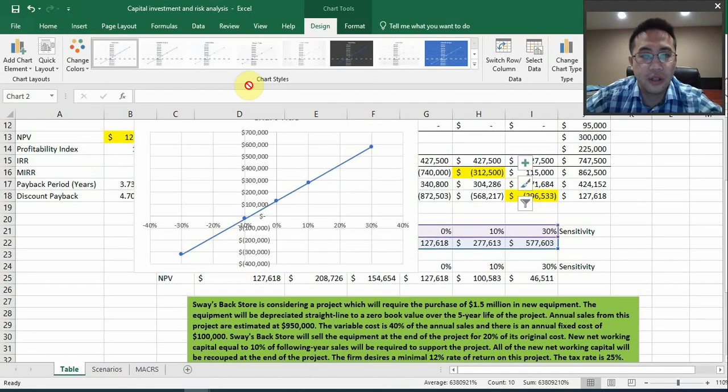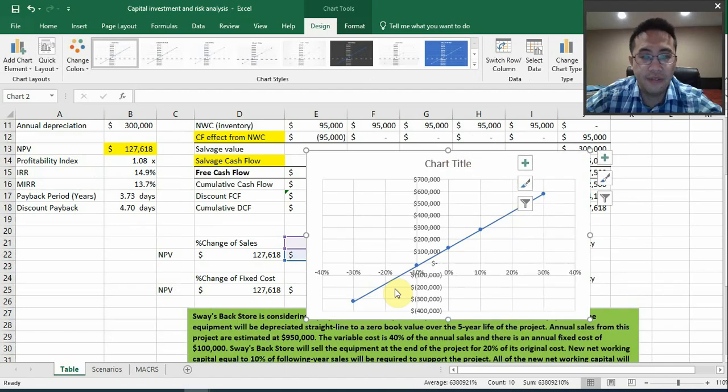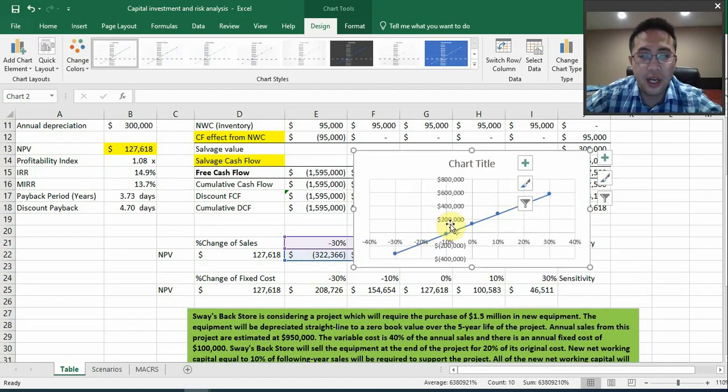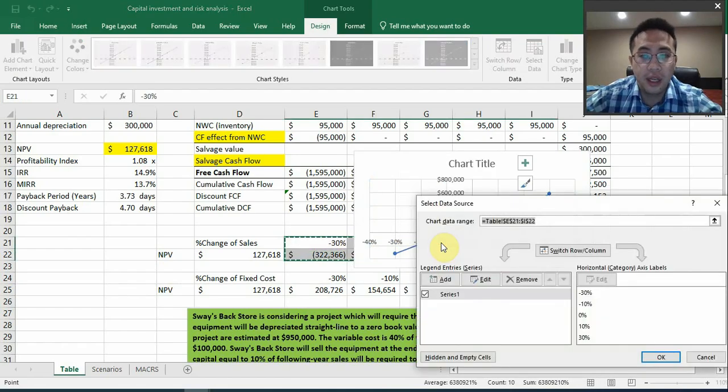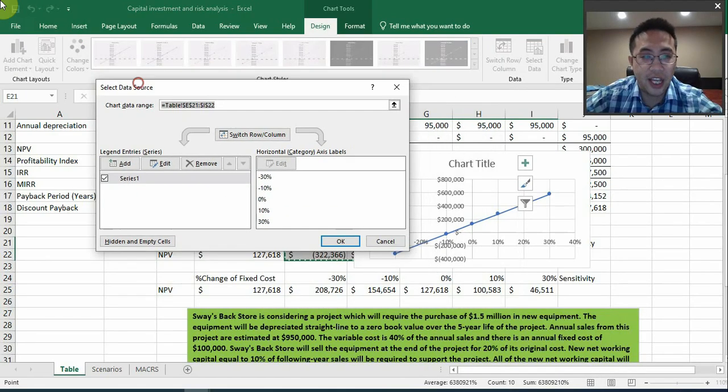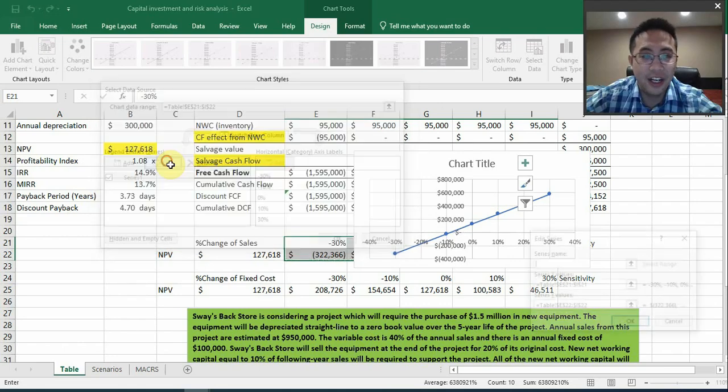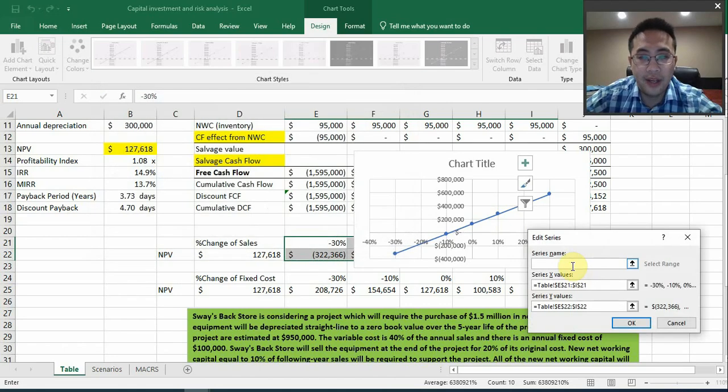Okay, so this is the base of the chart, and I want you guys to right click on it and hit select data. You have one series of data here. I want you to edit it a little bit. The name of it is the percentage change of sales. The X values and the Y values, do not change them.